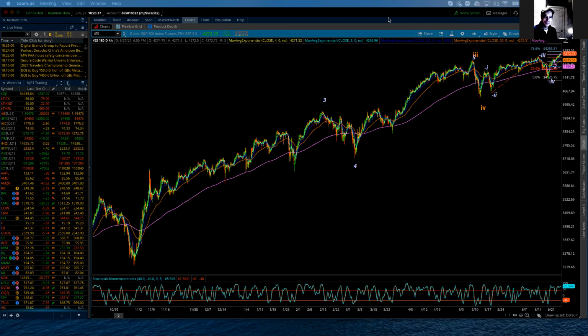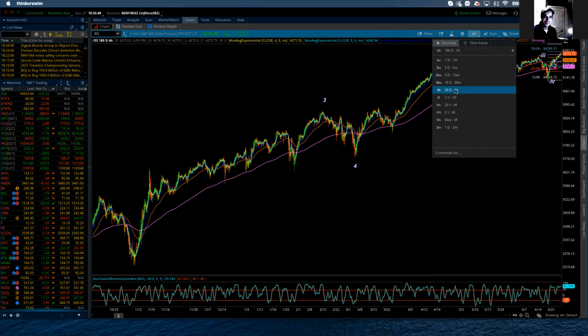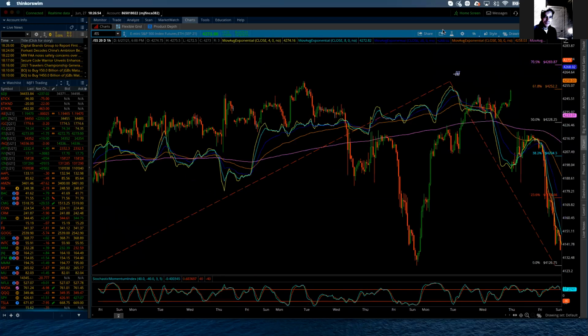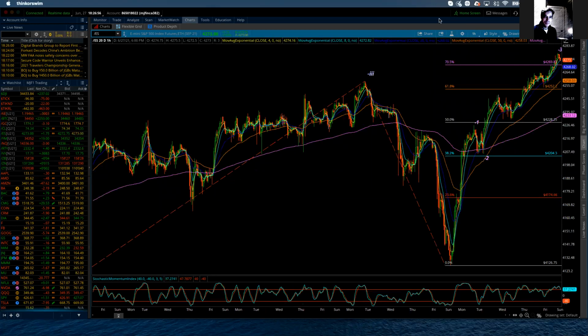So again, we still remain on track to putting in the ultimate highs, which will complete a primary third wave and drop us into a primary degree fourth wave. And that is looking to be one of a fairly larger degree in terms of how far it's going to drop and how long it will take.